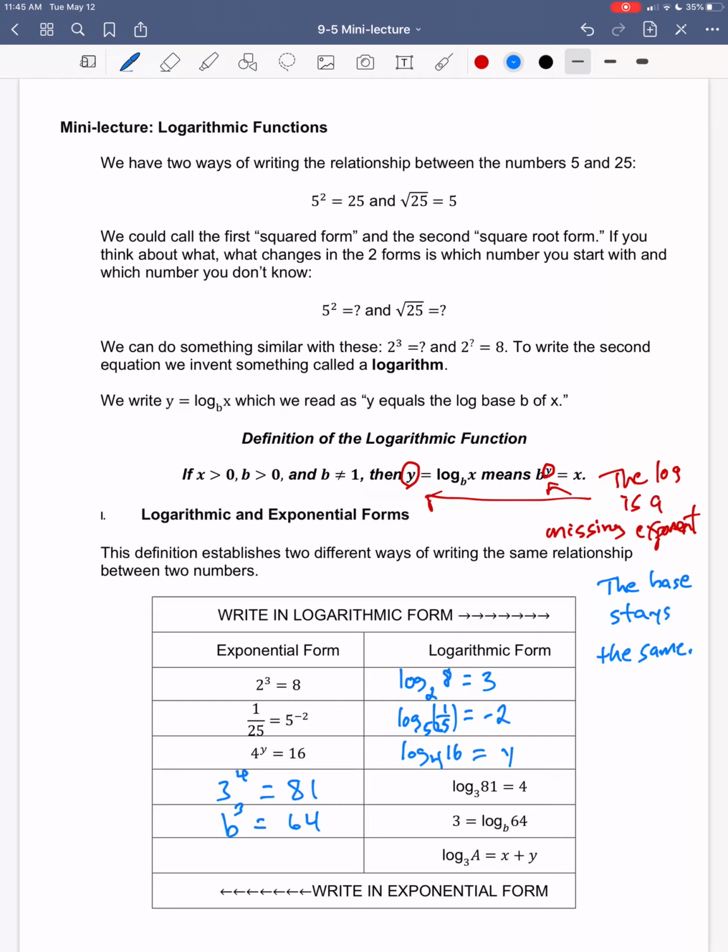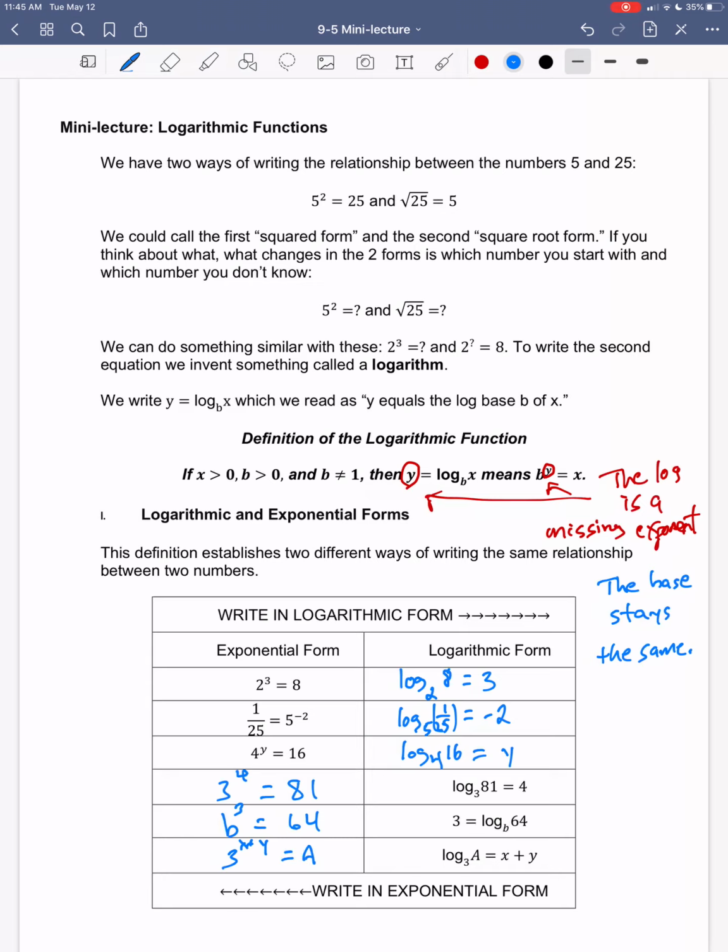And finally, on this last one, log base 3 of a equals x plus y. What's my base? 3. What's the exponent? What the log is equal to is the exponent. So 3 to the x plus y equals a.